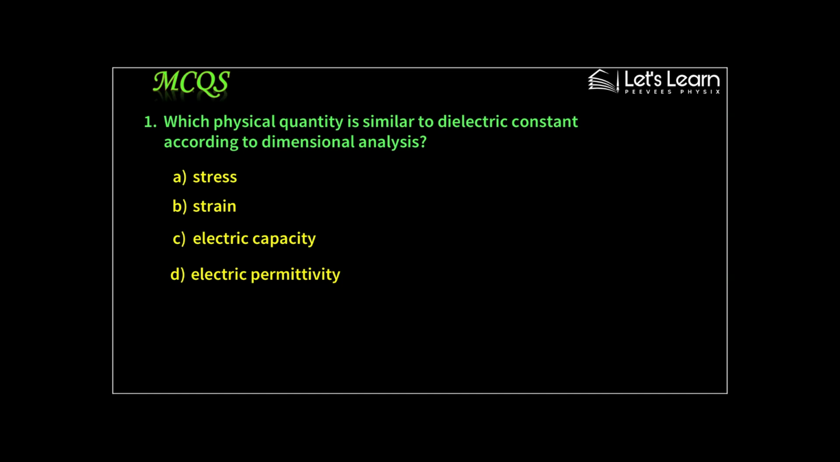Which physical quantity is similar to dielectric constant according to dimensional analysis? Dielectric constant, you will learn later, is the ratio of two forces. Since it is a ratio, it has no dimension. You remember strain is change in length divided by original length.